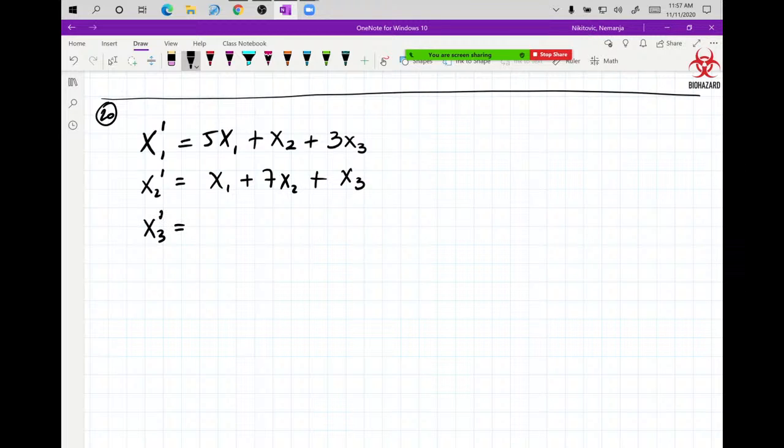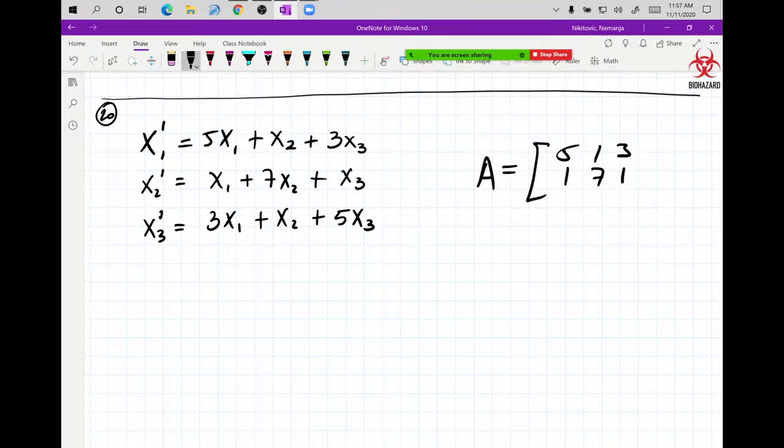x3 prime is 3x1 plus x2 plus 5x3. Now we all remember, let me just check, 5, 1, 3, 5, oh actually I can immediately write my matrix. So 5, 1, 3, then the next one is 1, 7, 1, and the last one is 3, 1, 5.